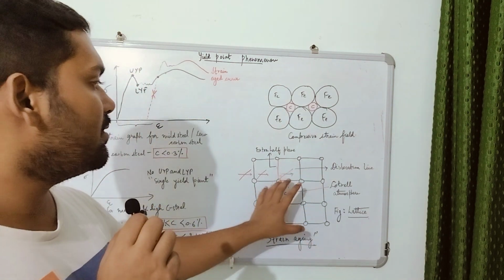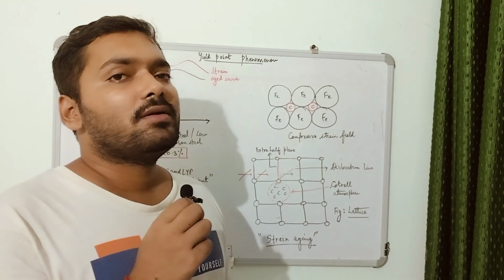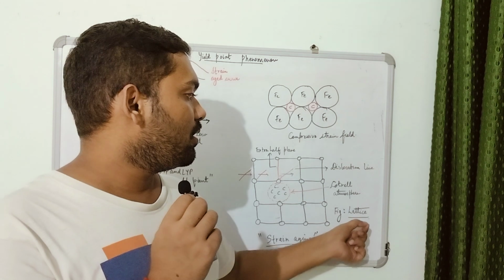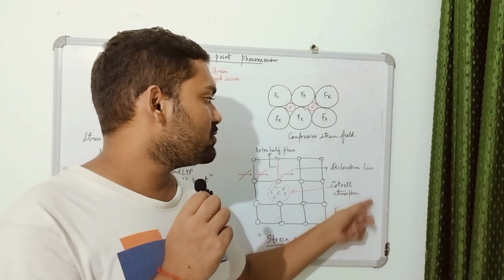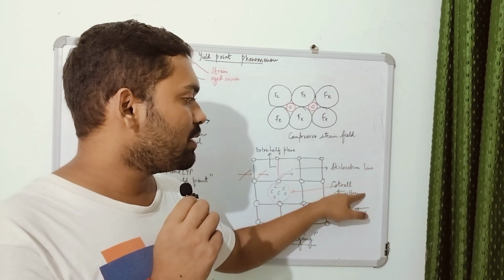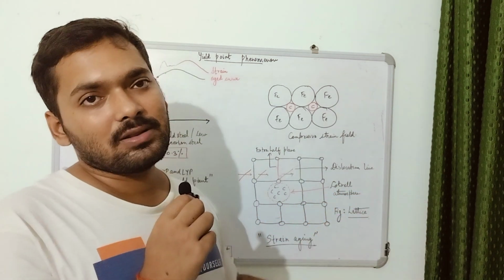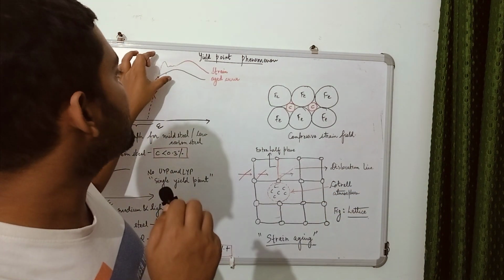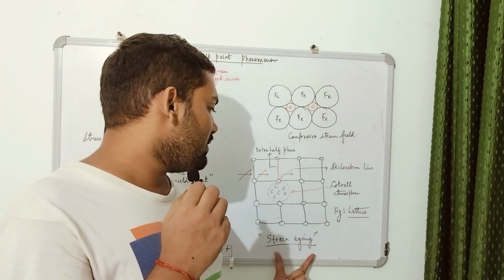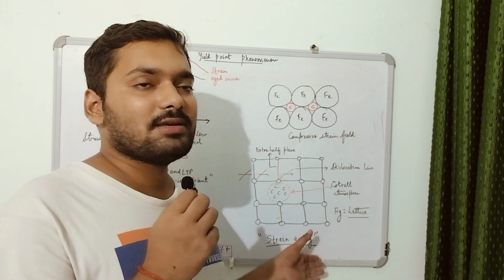Suppose we keep the same steel sample for 30 to 40 days, then the carbon atoms from the voids will again come and form a Cottrell atmosphere. Suppose a dislocation line is here, so a Cottrell atmosphere will be formed over here, and it will again create a hurdle for the dislocation line, due to which we will see the yield point phenomenon again. So this is termed strain aging, and the time period of 30 to 40 days is termed the strain aging time.